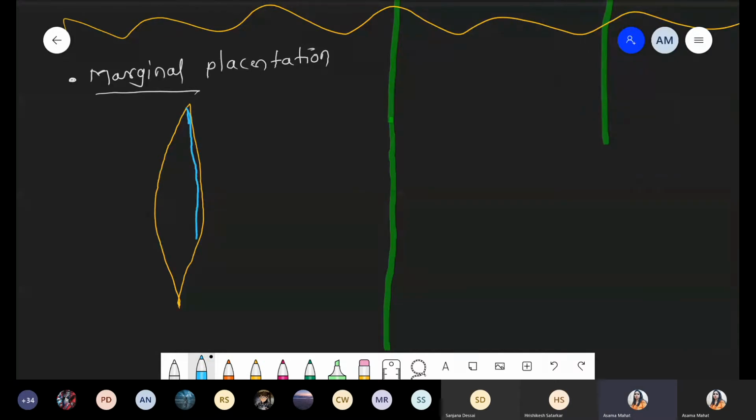If you see these blue color lines, which are attached to the margin, this blue color line itself represents the placenta. If you open that pea seed, you must have seen the pea, the matar. If you open that, ultimately all the seeds are aligned at the margin. So definitely those pea seeds are aligned.